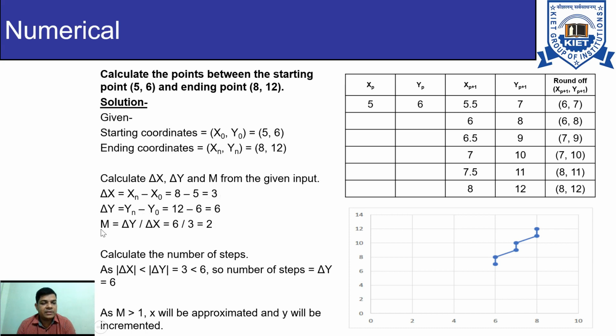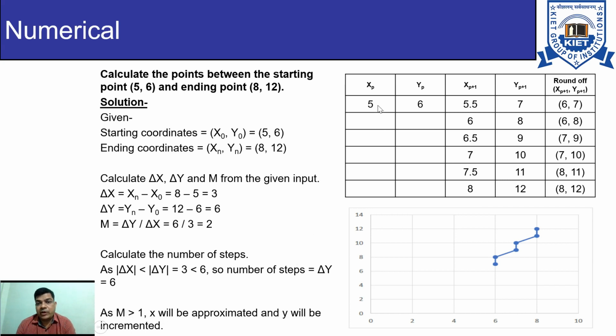After that we have to calculate the slope of the line, which is m, and it comes to around 2. We know that the slope is more than 1, and whenever the slope is more than 1 we simply increment the value of y and approximate the value of x. So as m is greater than 1, x will be approximated and y will be incremented.